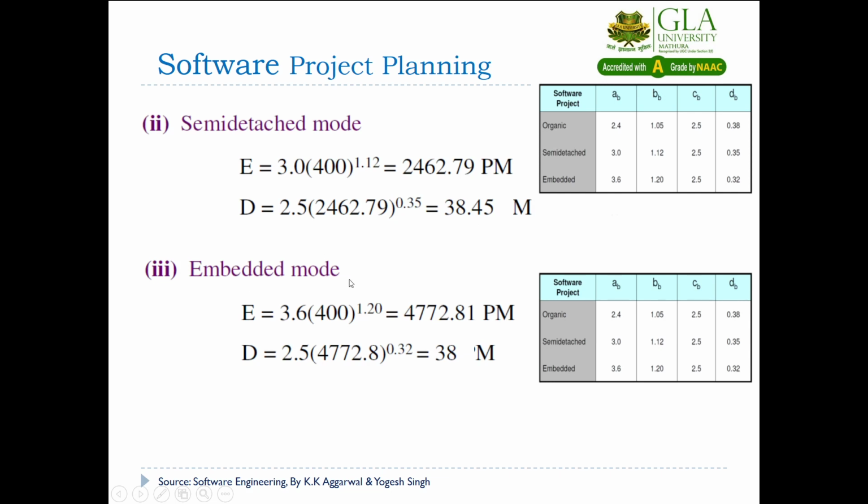Then finally we come to the embedded mode, and in the embedded mode the effort and development time will be computed with the same kind of values, A and B. From here you will utilize them, with the same 1000 lines of code, and then you will find out the effort. After this, you will put this effort here, and you will take the values of C and D, and then you will be able to compute the duration. So this is the simple method. With the help of this table you can take the coefficients A, B, C, D, put them into the formula, and compute for all three types of projects.